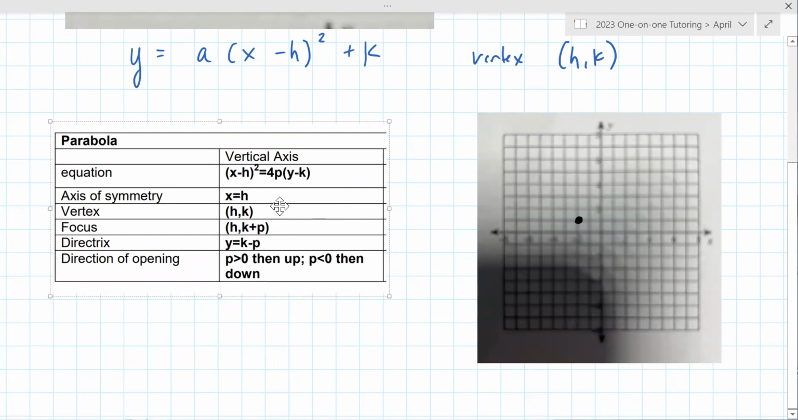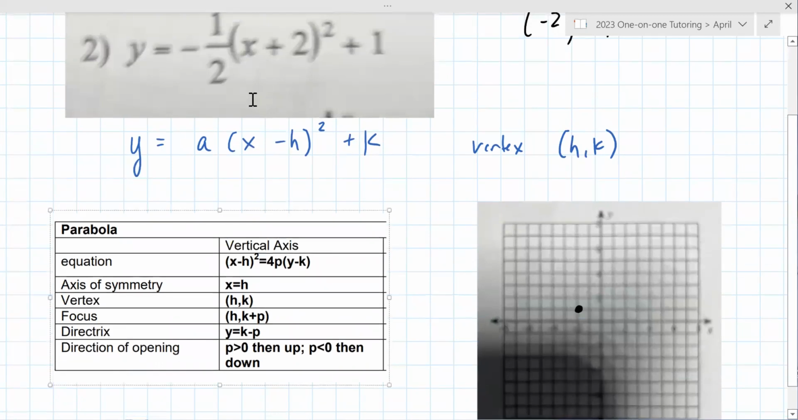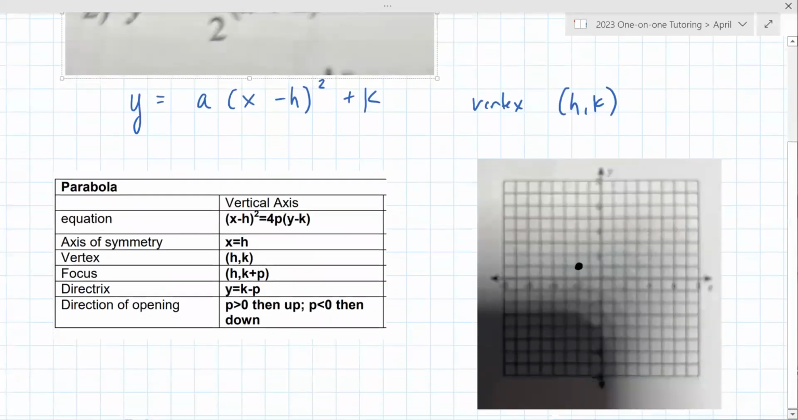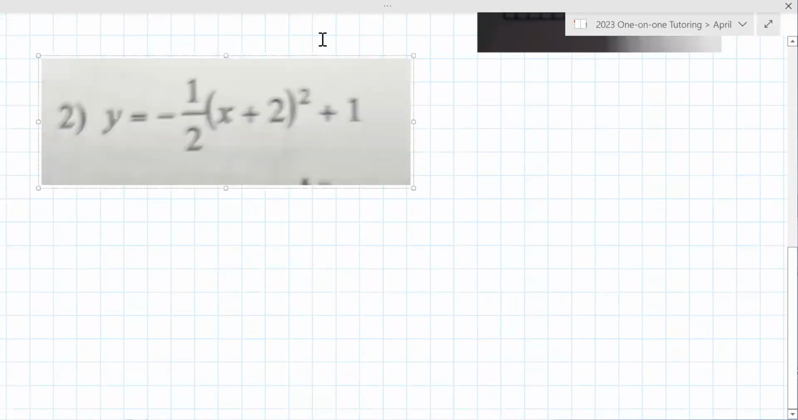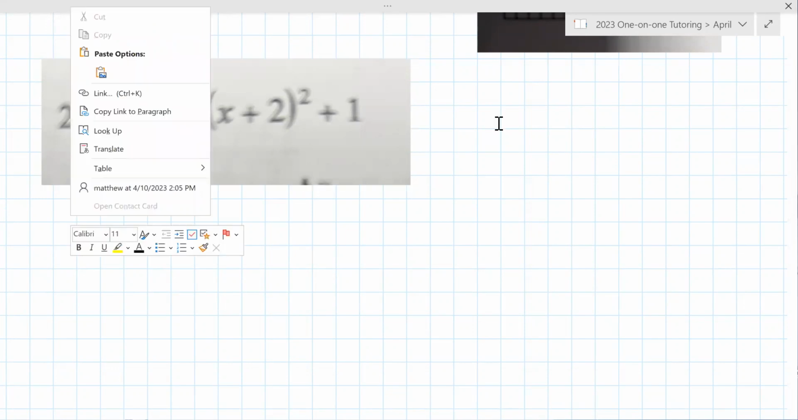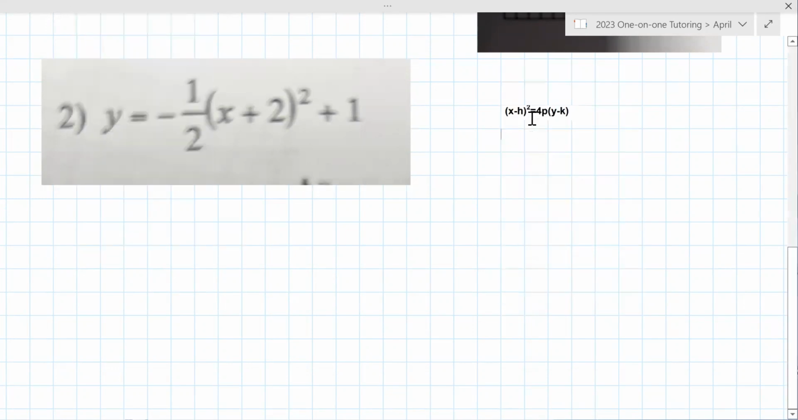What is this p value? The p value comes from rewriting this in another format, so we should start with that here. Let me just grab the problem one more time. The official form that you're supposed to use, put off to the right here, is this form right here: (x − h)² on one side. So that's the (x + 2)², but then everything else is on the other.